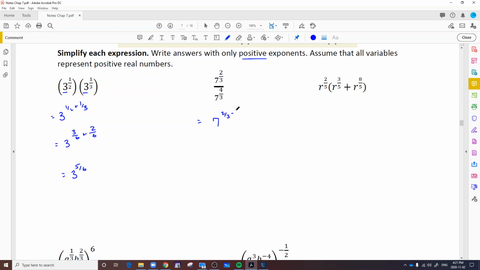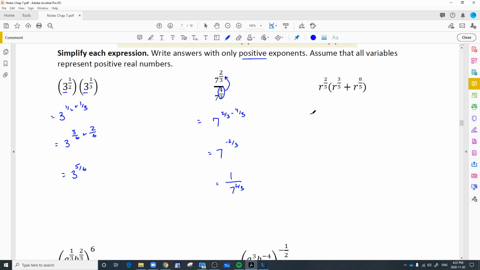So the traditional way would be 2/3 minus 4/3. 2/3 minus 4/3 is negative 2/3, and then I have to write it with a positive exponent. So it'd be 1 over 7 to the positive 2/3. Or you could have noticed this fraction is bigger, and you could have subtracted that one and know that your answer goes on the bottom.